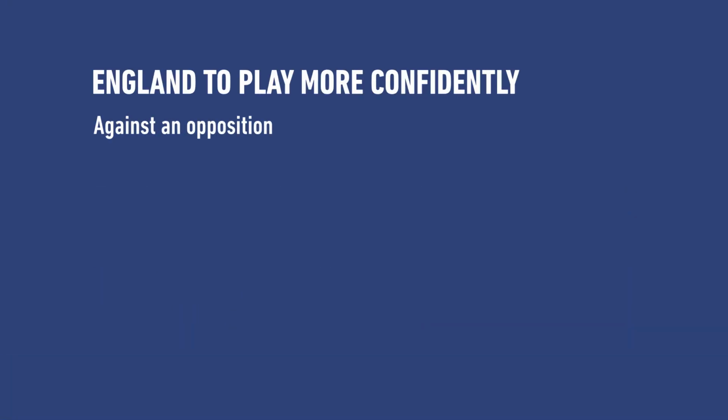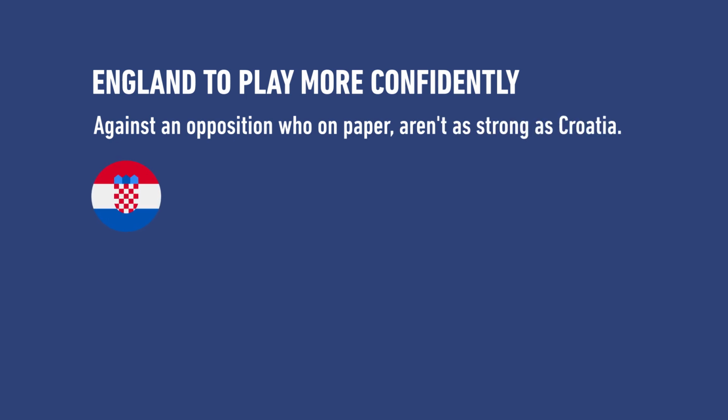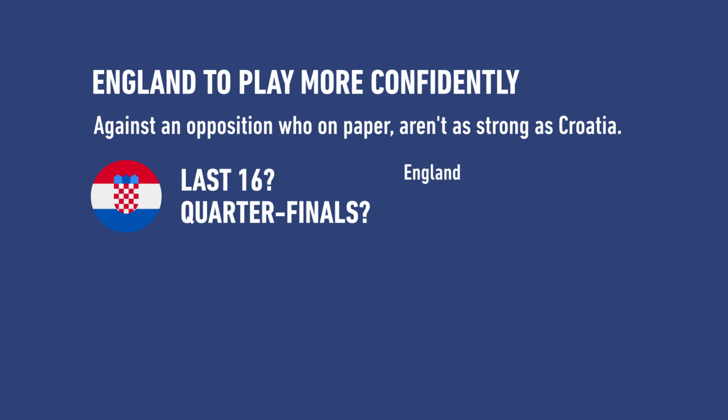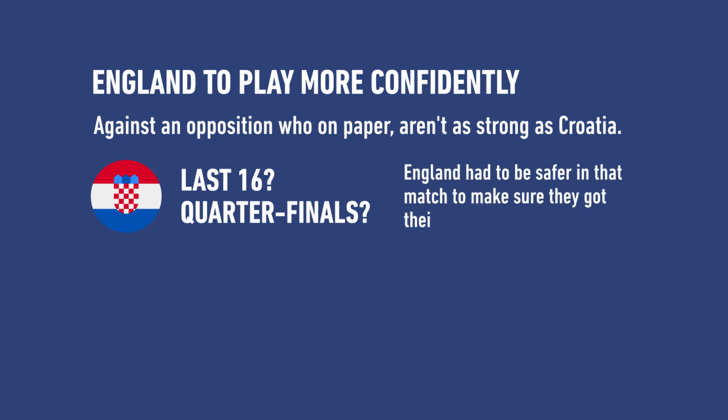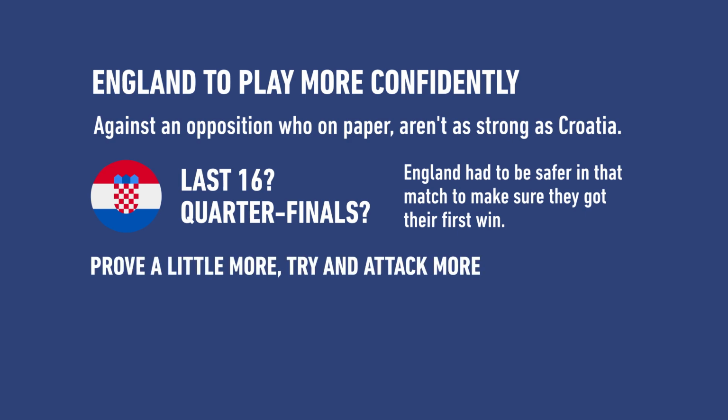I think England need to be a bit more confident against an opposition who on paper aren't as strong as Croatia. Where Croatia are a team who people predict to make the last 16 or even the quarterfinals, England had to be safer in that match to make sure they got their first win. In the second match, however, prove a little more, try and attack more in the ways which I've discussed in this video.